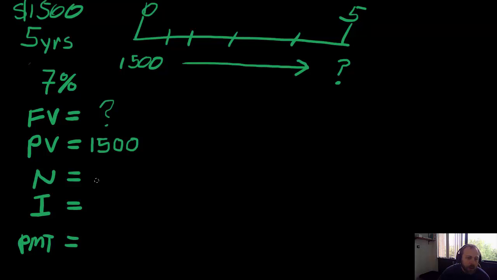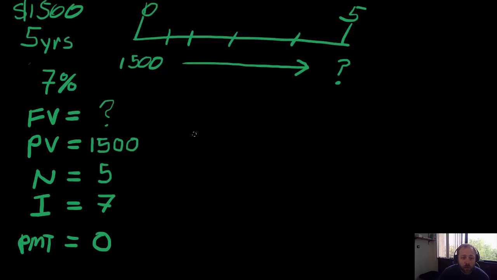And then we look at the total number of periods. So we start at 0, we have 5 years. In this case, we're compounding annually, so 5 is N. I is easy, it is 7%, that's right here. So we put a little 7. And my payments are 0. Again, this is a lump sum value problem, so there's no additional work here.